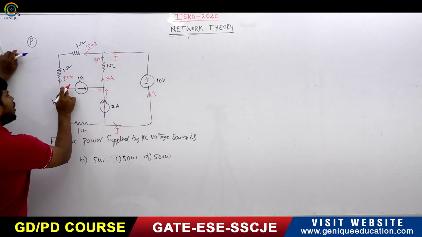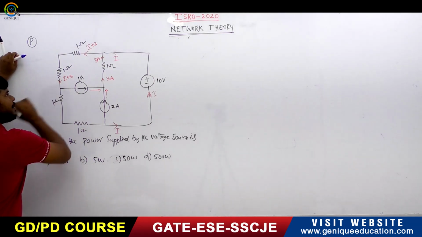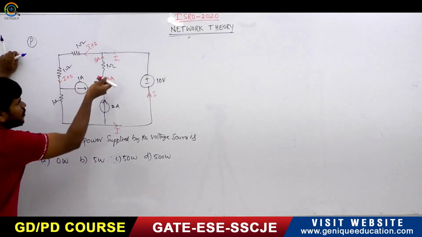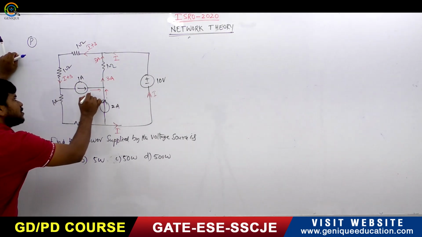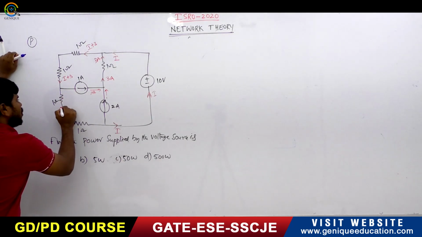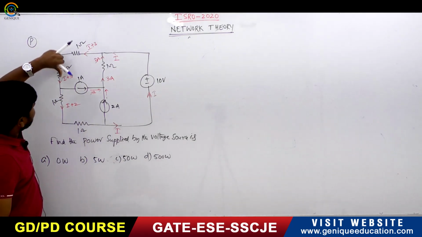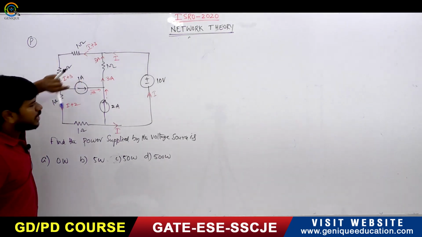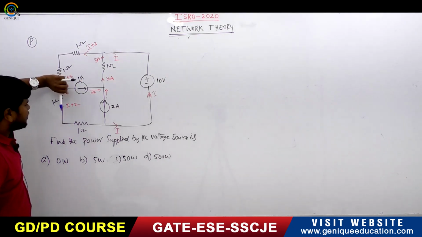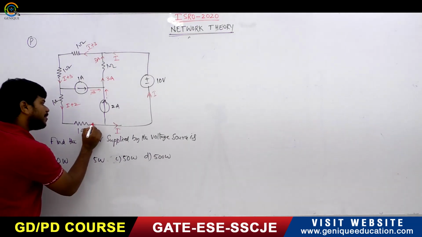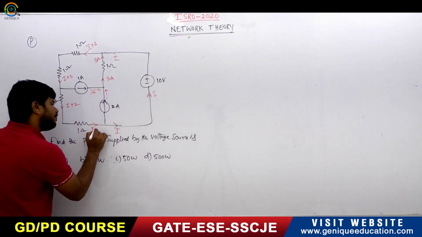Now what will it be? 1 ampere. Out of this I plus 3, 1 ampere is going like this. If 1 ampere is going like this, what happens? This will become I plus 2. Right or not? This is I plus 3, and 1 ampere is going in this direction. Now this is I plus 2. If it is I plus 2, this is also I plus 2.